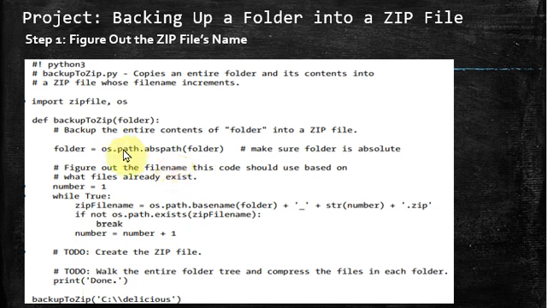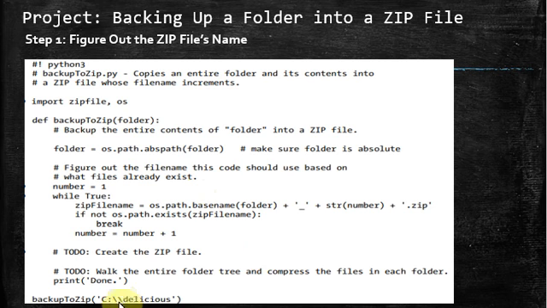So here you can see what you are going to do. Back up the entire contents of the folder into a zip file. So here you're going to get the absolute path of your folder which you want to back up. So that will be stored in this folder. Next thing, we want to figure out what name you should give to the zip file. Okay, so we said how the zip file should be named.